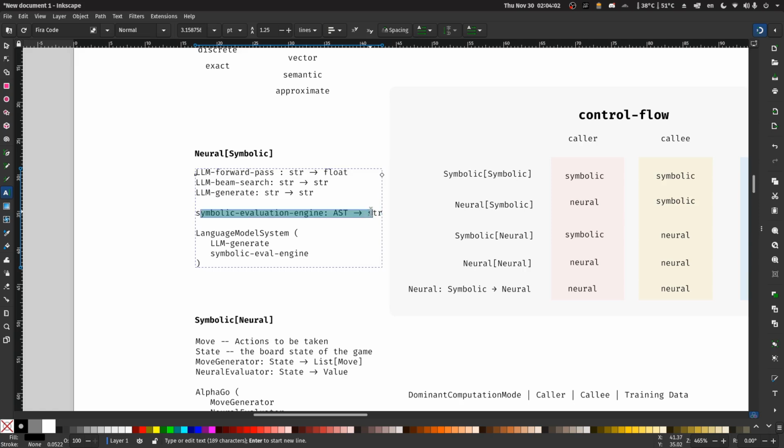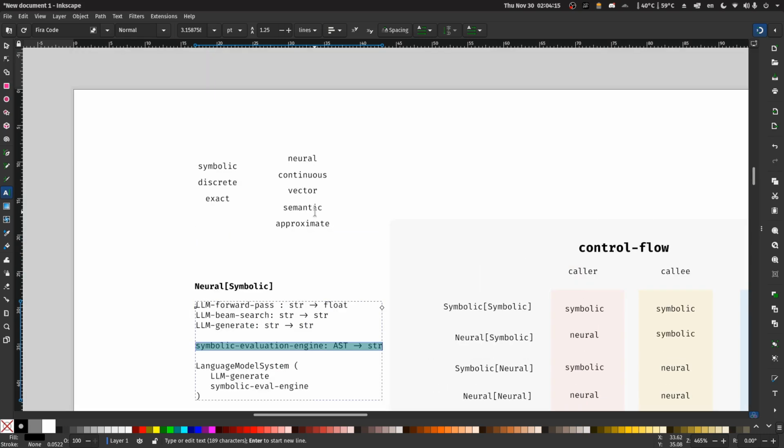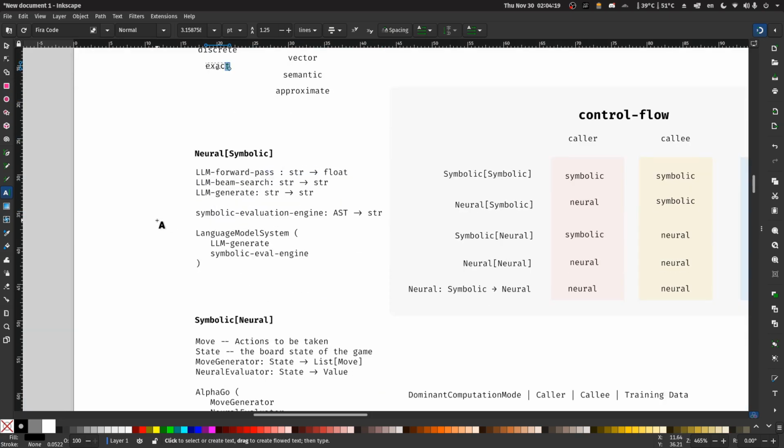And you also have this symbolic system, it's a calculator. It can take hard facts and hard inputs, discrete inputs, exact inputs, right? And output discrete outputs. Okay, good.